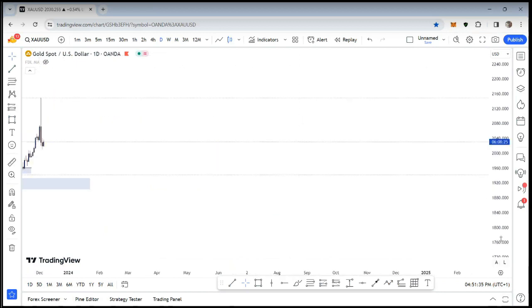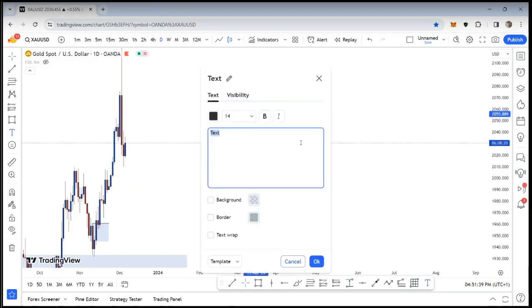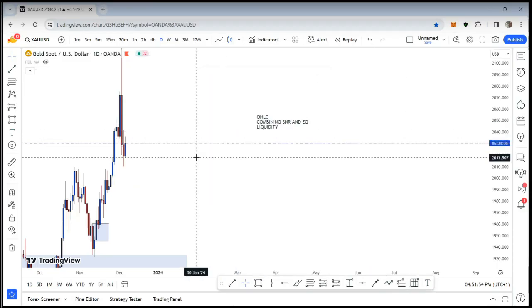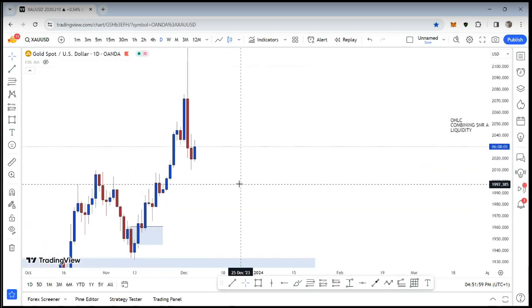I talked about OHLC. I talked about combining SNR and EG. I'm going to talk about liquidity. In the process, I will also discuss liquidity with you guys.